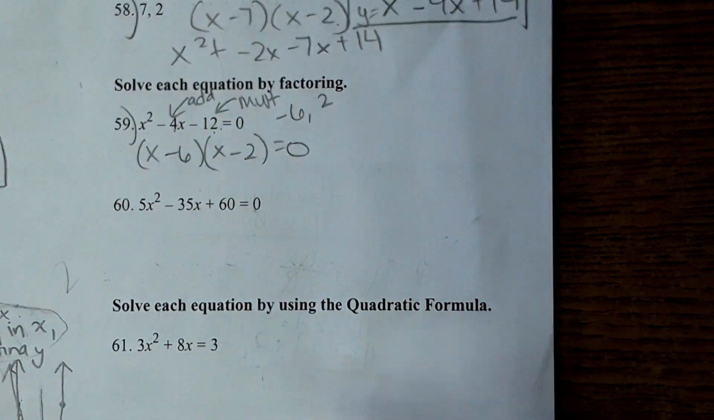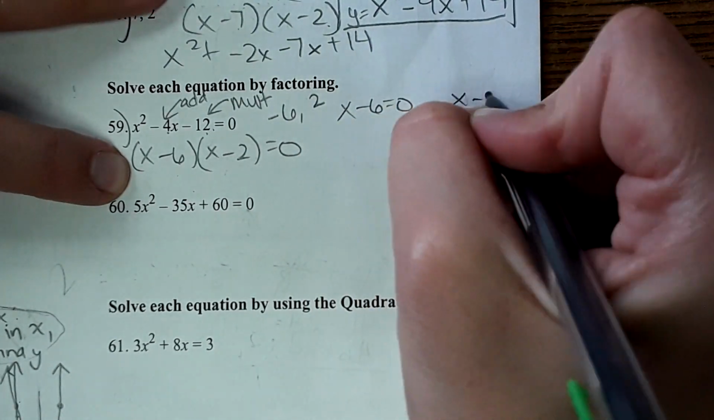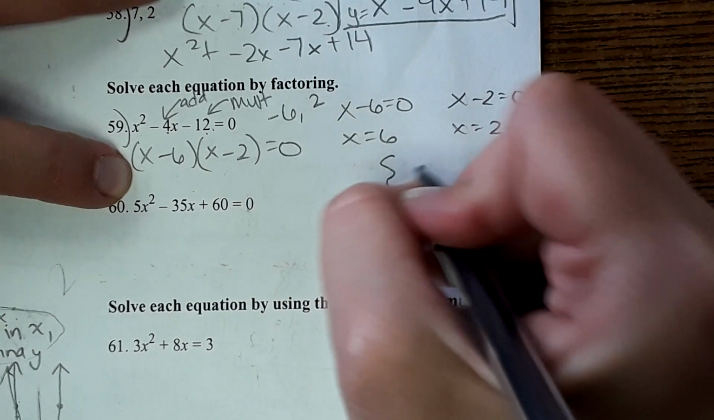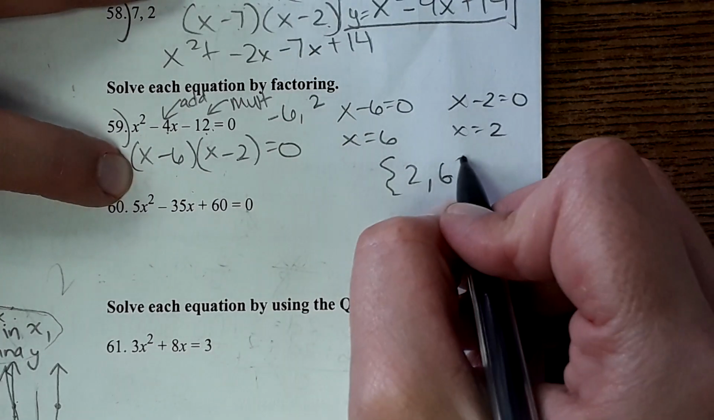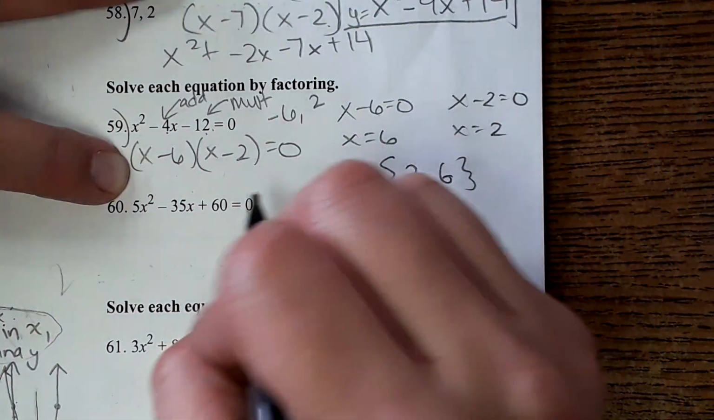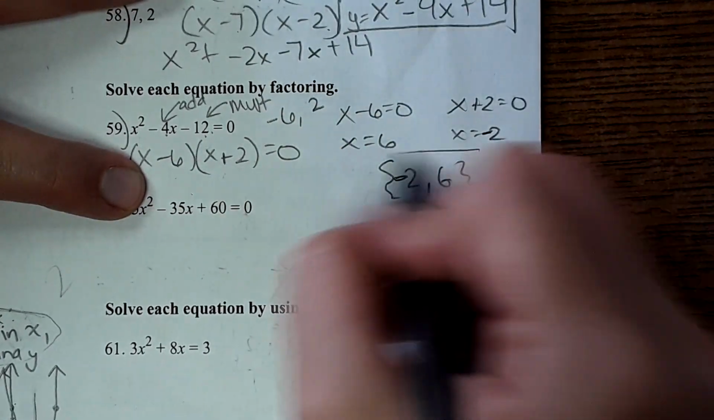And then once we get this far, we need to set each of these equal to 0 and solve. X equals 6 and x equals 2. So my solution set is this. Sorry, this should be positive 2. That's an error. Okay, this is our answer.